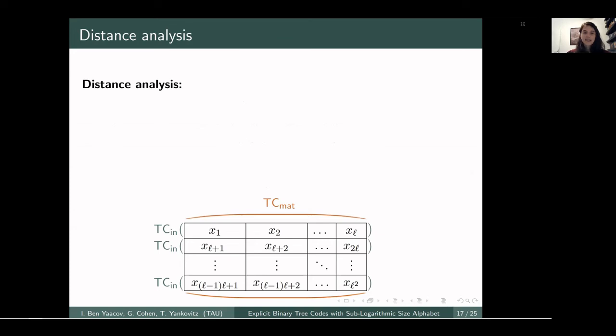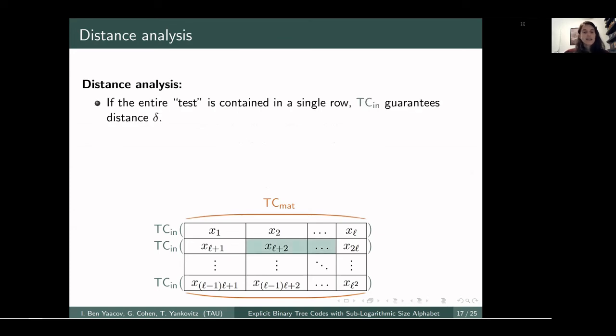Now for the distance analysis. The highlighted green cells are the parts from the encodings starting from the split to some point farther away on which the tree code is being tested. Recall that in order to have distance delta, the tree code has to have distance delta for all possible such tests.